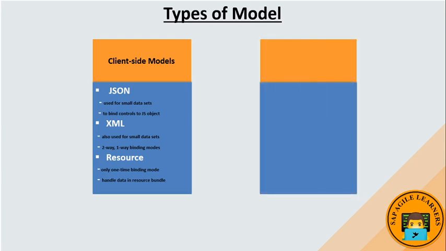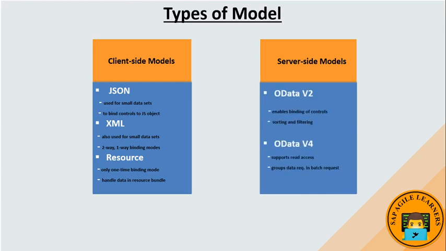Next, there is a server-side model. OData model is a server-side model, that is, the dataset is only available on the server and the client only knows the currently requested data. There are two server-side models, OData v2 and OData v4.